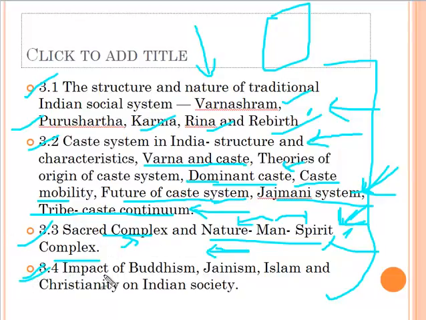Then coming to 3.4, impact of Buddhism, Jainism, Islam and Christianity on Indian societies. So what are the different aspects of these religions and how they have impacted Indian society, that you'll study here. This is a fixed theoretical concept, like Islam gave equality, or Buddhism and Jainism propagated non-violence. Christianity has given some other aspects, so you just have to make five points for each religion, and that's it.